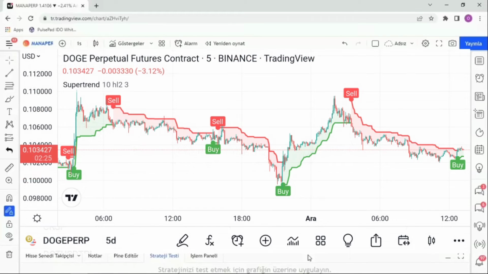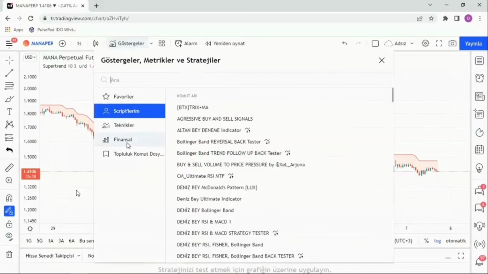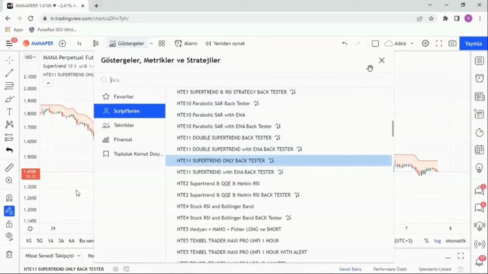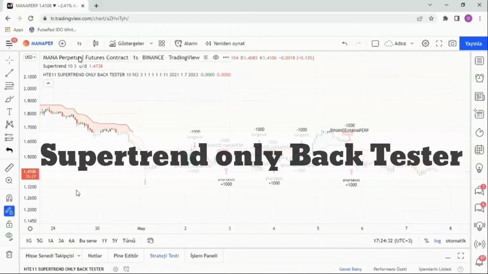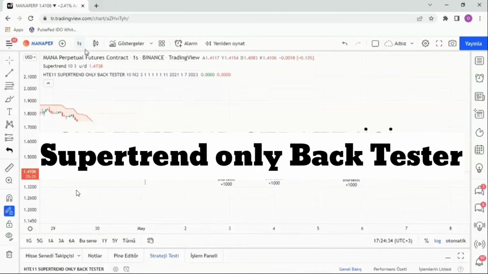But anyhow, since it looks very promising on the screen, let's first test what would happen if we opened a position on every Supertrend signal. By testing Supertrend on its own, we will also be able to compare the other Supertrend strategies with this one and we will understand if we are improving our success rate or not. Okay, let's open the Supertrend on the backtester.